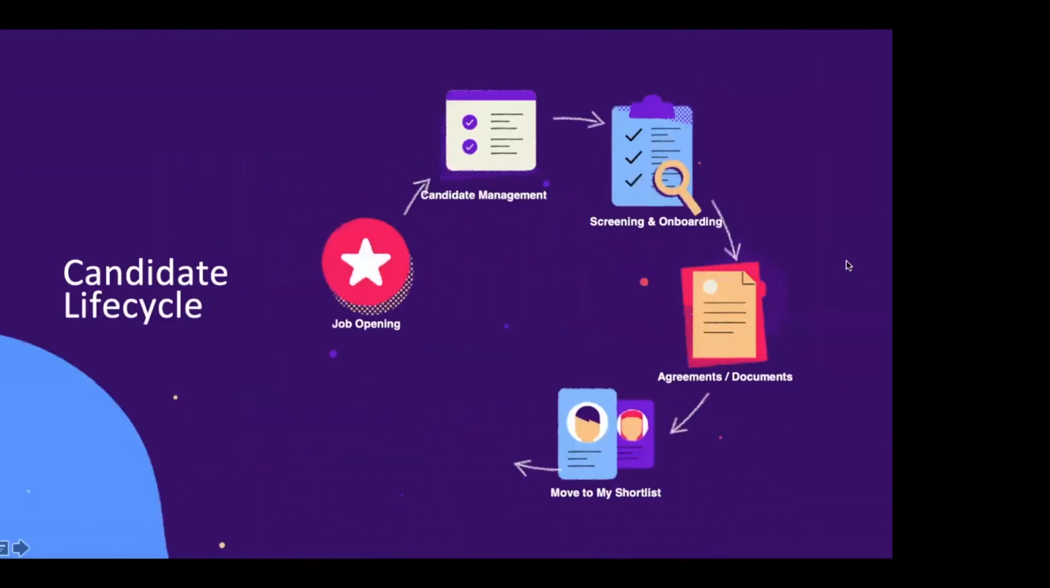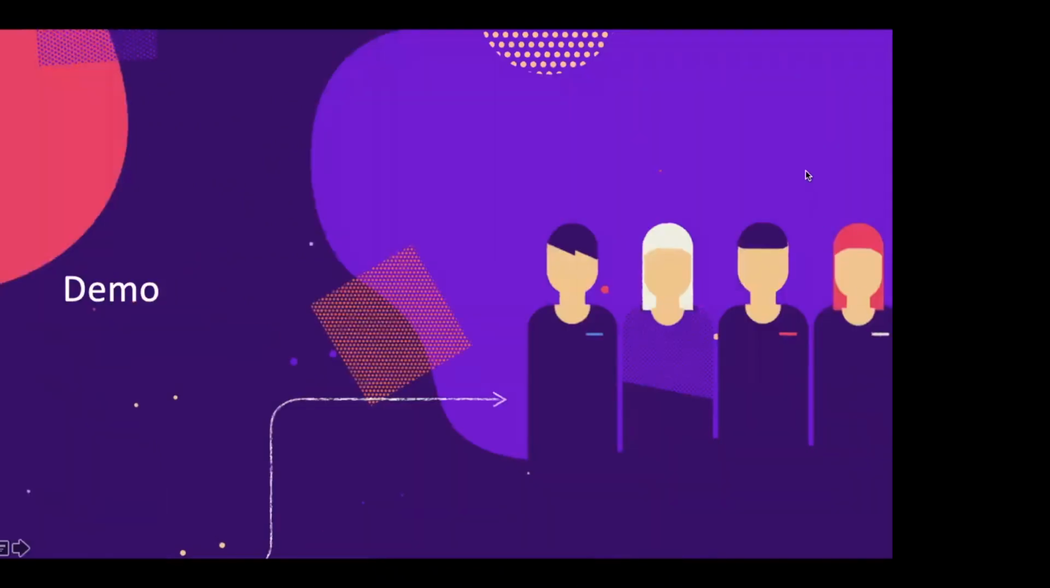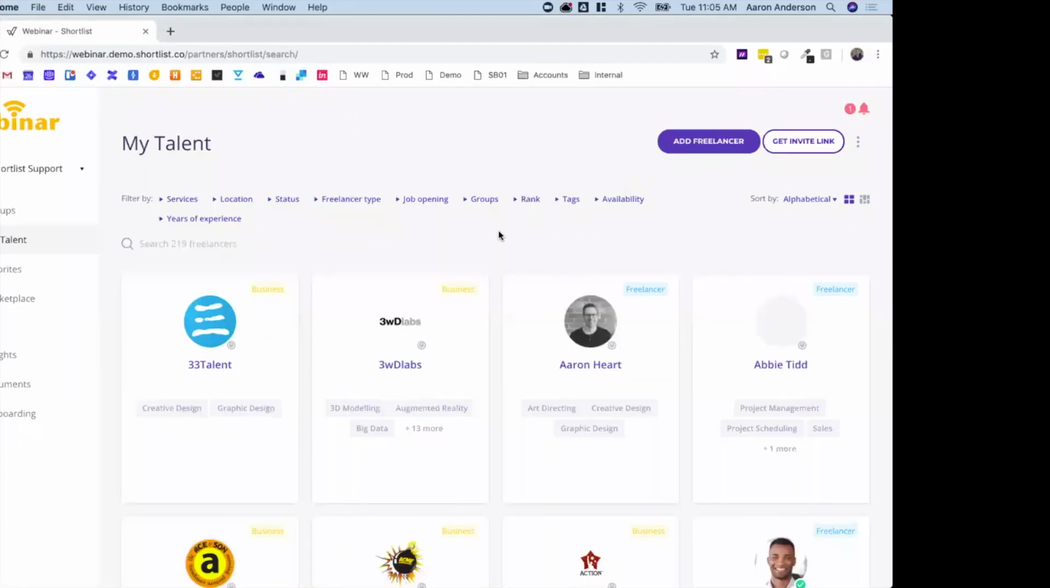Let's take a look at the candidate lifecycle. It starts around the job opening, and a candidate can apply on your portal or using one of the links. It then goes into candidate management, where your team and managers can take a look at the different candidates that you have and move them through the different onboarding stages. Then it goes into the screening and onboarding, where they will enter different types of information. They can also sign different agreements or upload documents, and then move them into My Shortlist. So with that, let's jump into the system and show you some of the features that I'm talking about.